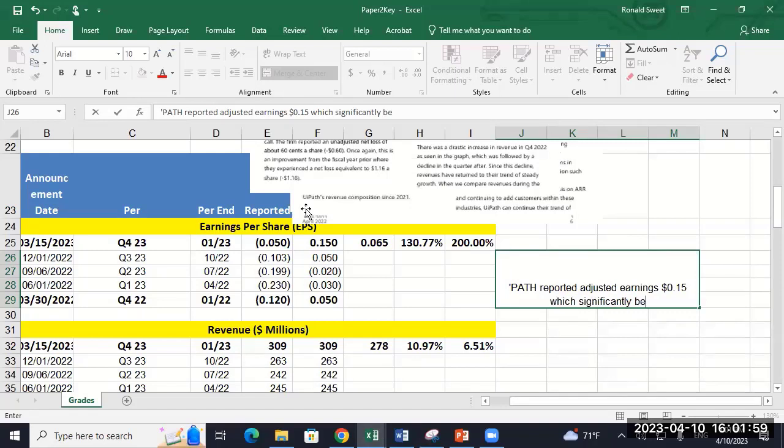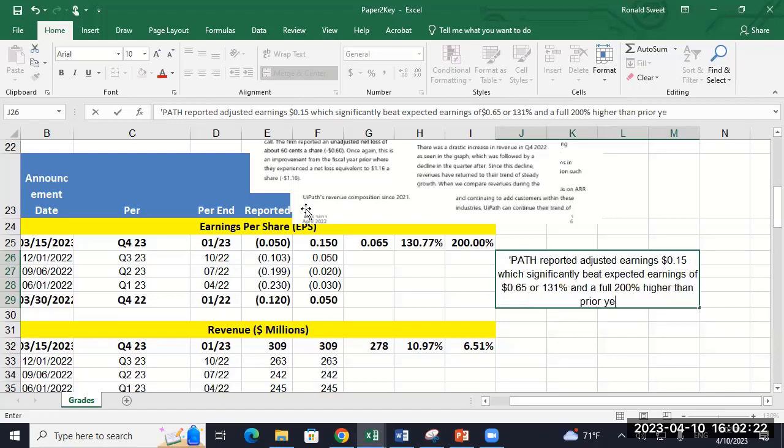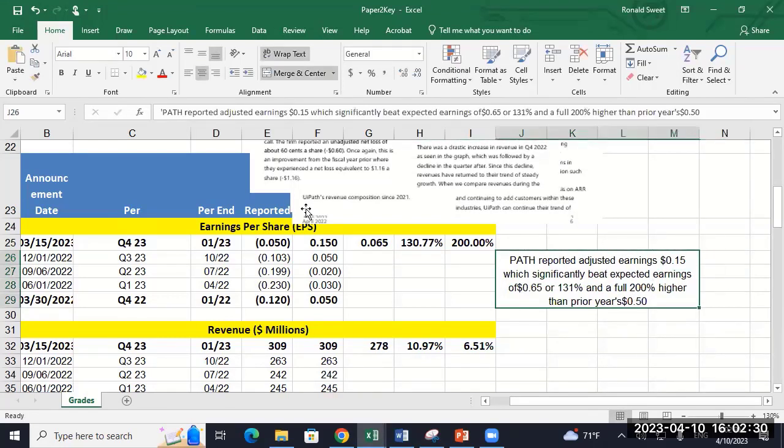significantly beat the expected earnings of 6.5 cents, or 131%, and a full 200% higher than prior year's 5 cents. All right, so I'm looking on the earnings, I'm looking for those numbers.